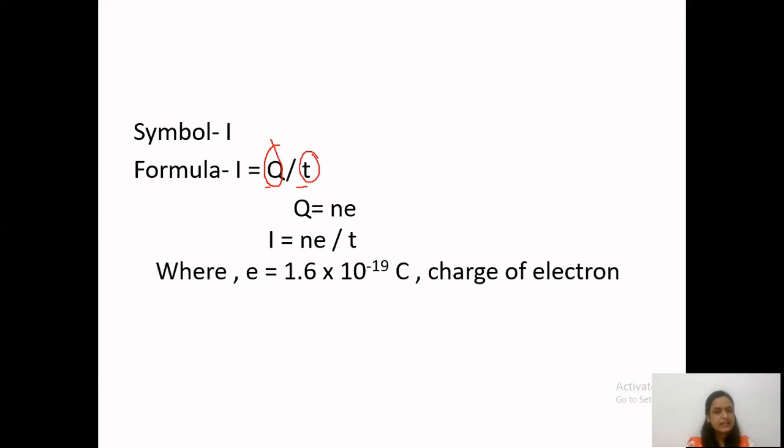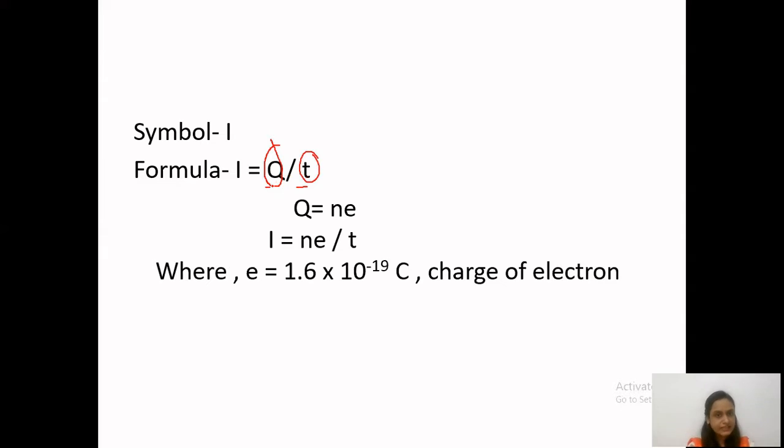So here we have seen the definitions. Now let us come to its symbol. The symbol of electric current is represented by the capital letter I, right? And its mathematical formula is Q by T, that is the amount of charge passing through a cross-sectional area of a conductor in unit time. Meaning we are measuring the amount of charge with respect to time, right? That is the formula for the electric current.